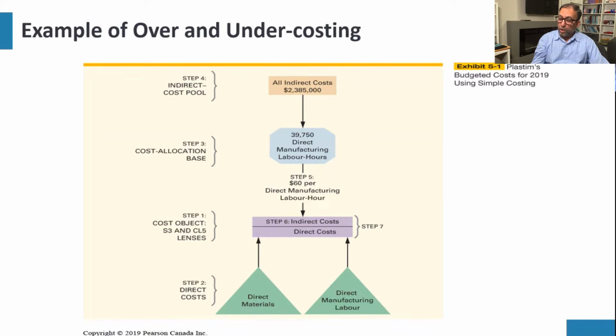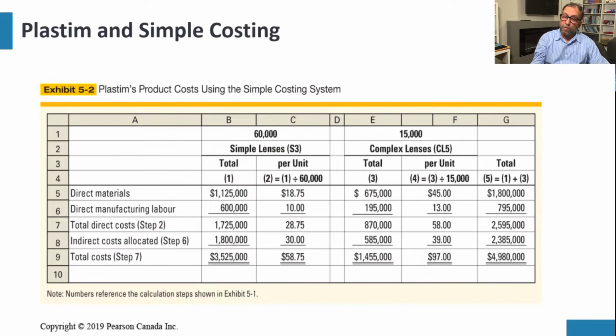If we go to the next slide, this is a firm which we named Plastem. They are producing two different types of lenses for glasses. We see here that there are two types of lenses: a simple lens and a complex lens. How much are they producing? They are producing 60,000 simple lenses and 15,000 complex lenses.